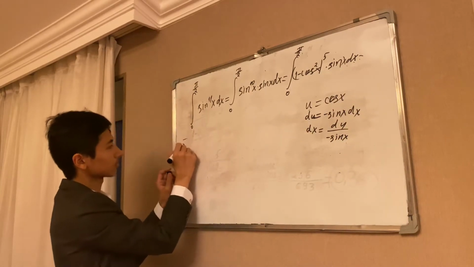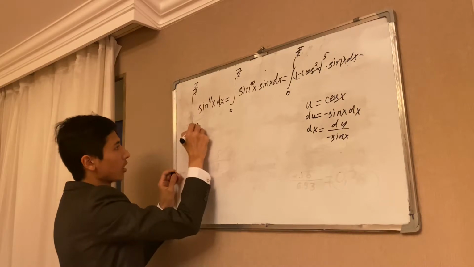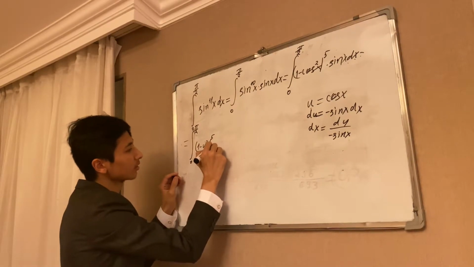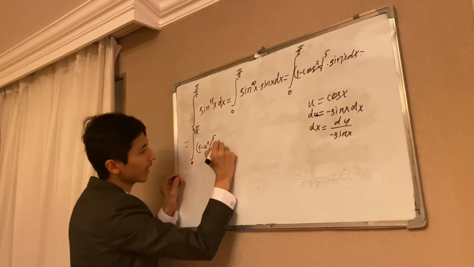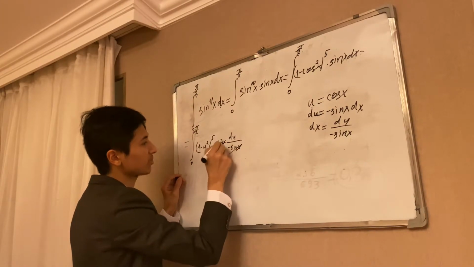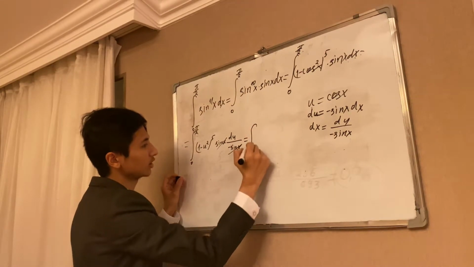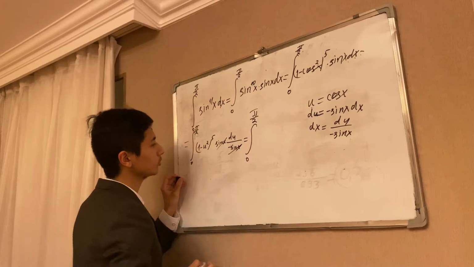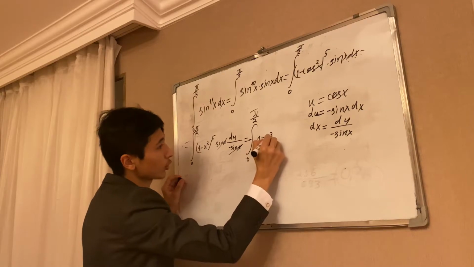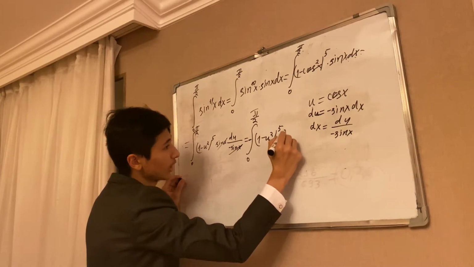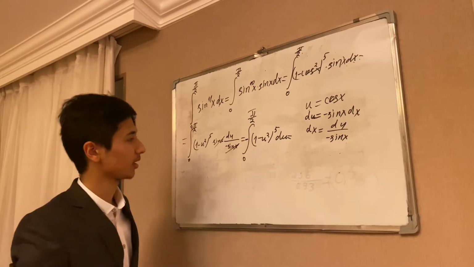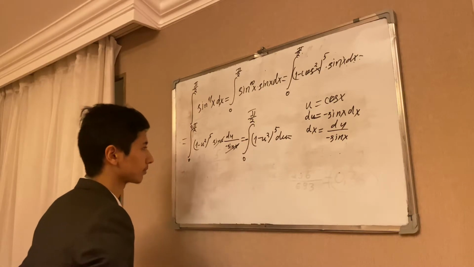Let me show you. The integral from 0 to pi over 2 of (1 minus u squared) to the power 5, and here sine x, times du divided by minus sine x. We simplify that and get the integral with a negative sign, minus (1 minus u squared) to the power 5 du. So I decided to open the parentheses here, and we get such an equation.